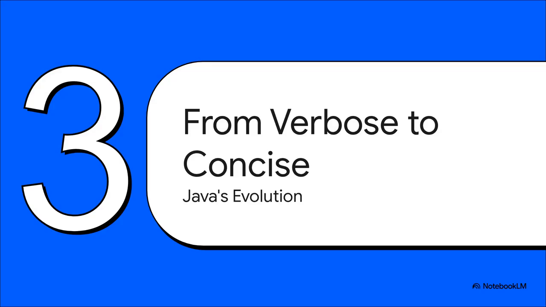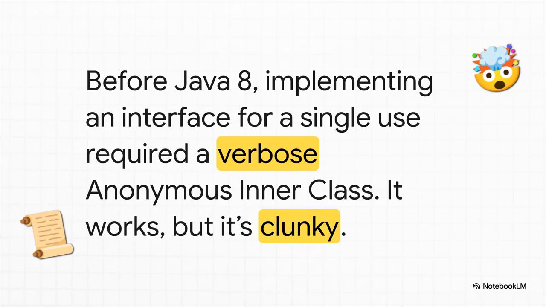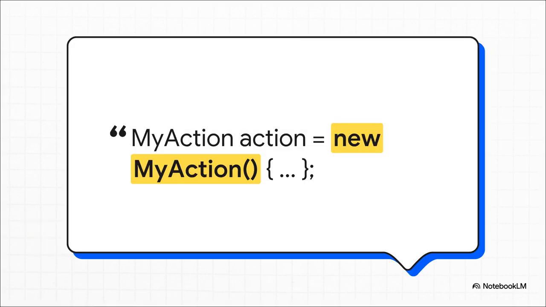So why does this one-method rule matter so much? Well, to really see the impact, we need to take a quick look at how we had to do things before Java 8 made this whole concept a star. Before Java 8, if you wanted to implement an interface for just a single, one-off use, like, say, a quick action for a button, you had to use this really verbose structure called an anonymous inner class. And yeah, it looks something like this.